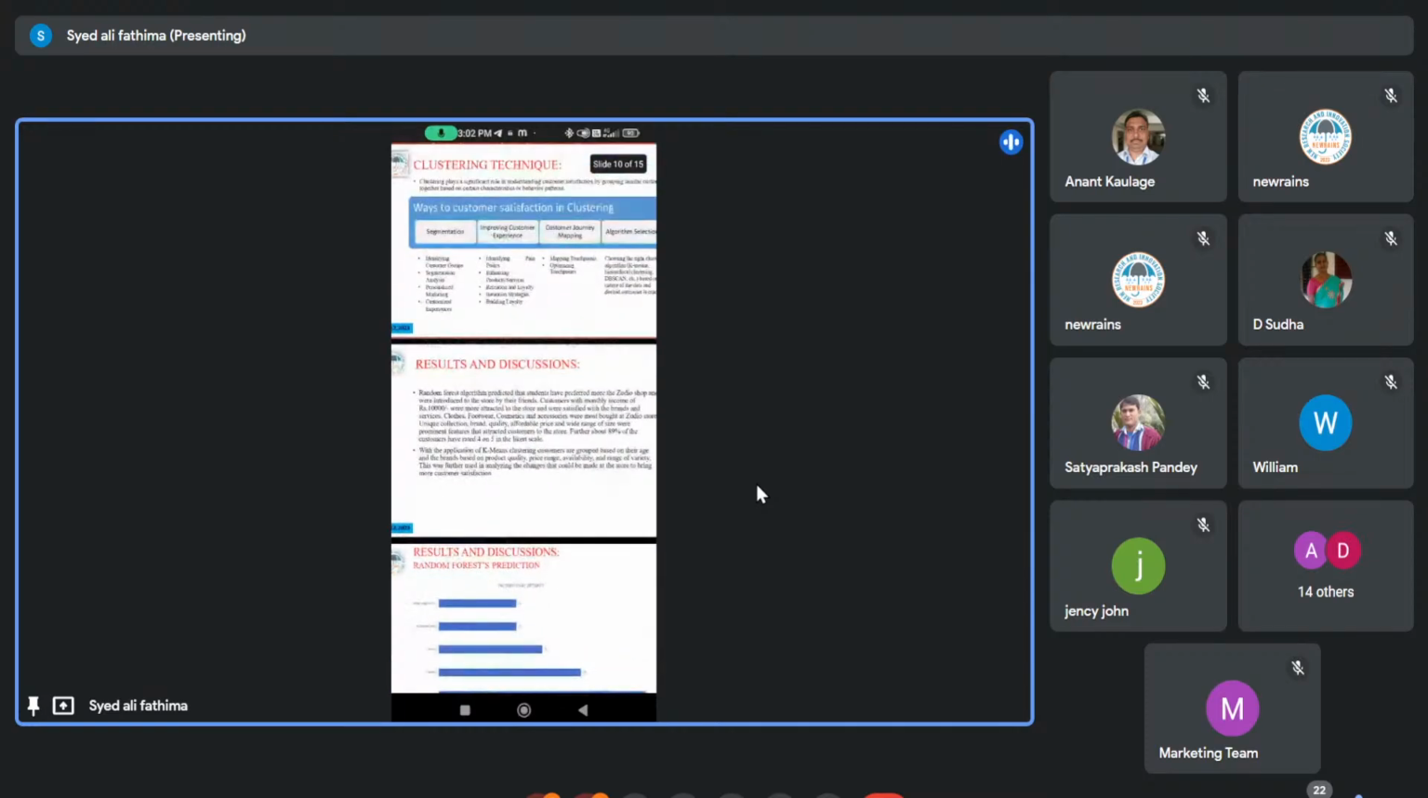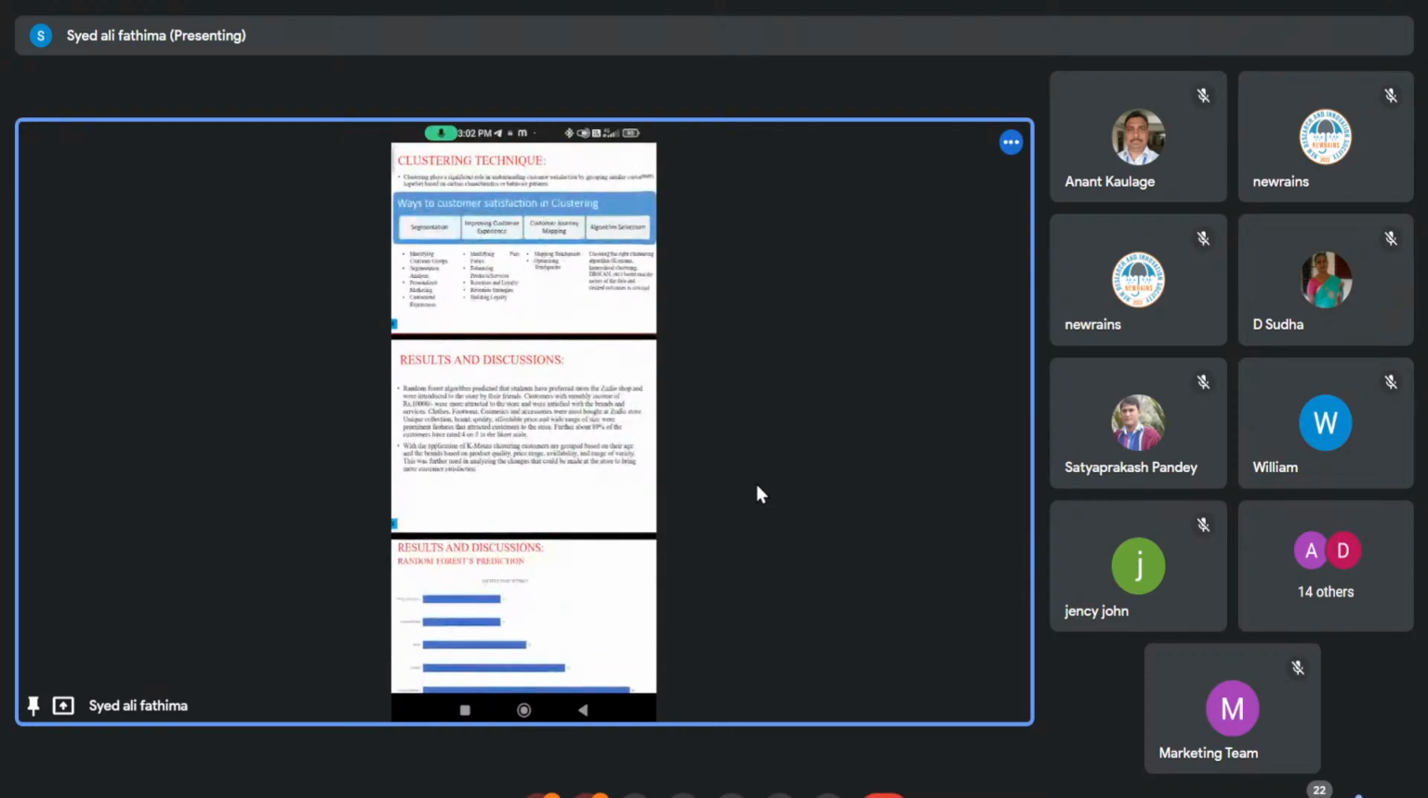The random forest technique predicted that students have preferred Zudio more than any other kind of people, and they were introduced to the store by their friends. Customers with a monthly income ranging from 5,000 to 10,000 were more attracted towards the store and were more satisfied with the brand services. Clothes, footwear, cosmetics, and accessories were the most bought items at the Zudio store. Unique collection, brand quality, affordable price, and wide range of sizes were the prominent features that attracted customers towards the store. Further, 89% of customers have given a rating between 4 to 5 on the Likert scale.